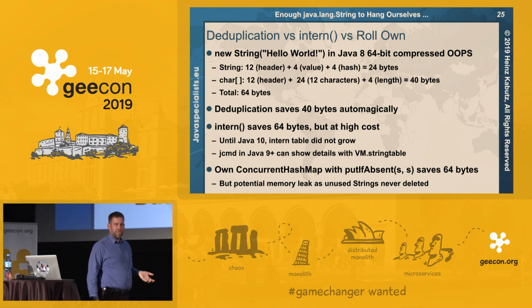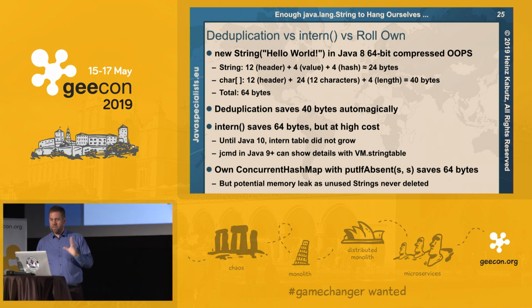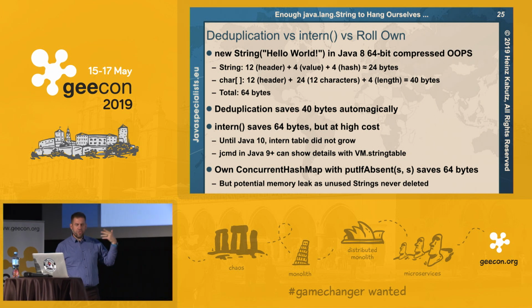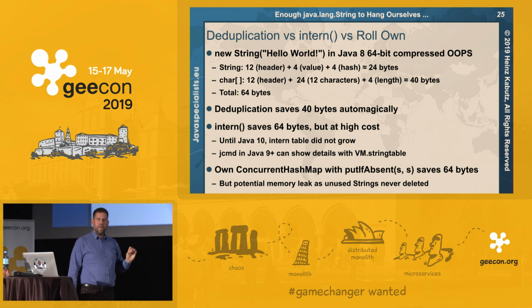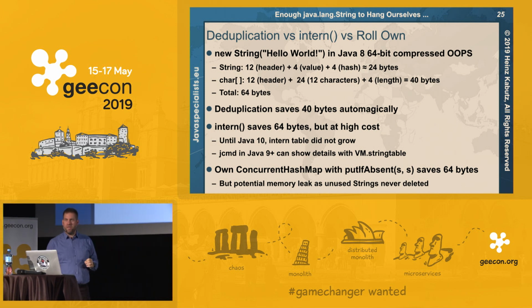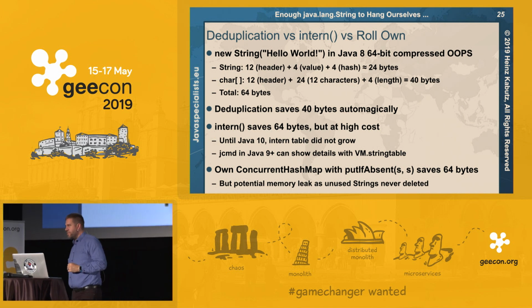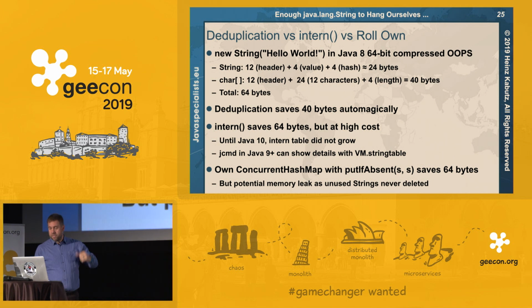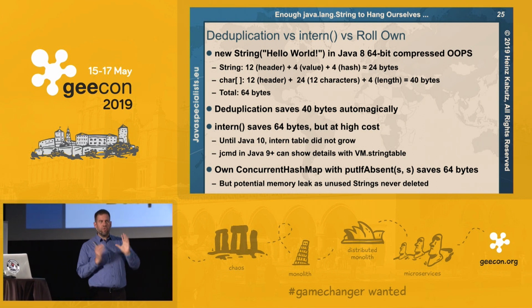When I use deduplication, the char array can be shared, so that will save 40 bytes for the string. If I use intern instead, then I can have both strings point to the same string inside the constant pool, but it's actually quite a high cost. In Java 6, your intern table was limited to about 1,000 entries. They changed that in Java 7. Since Java 7, it's about 60,000 entries inside the intern table.